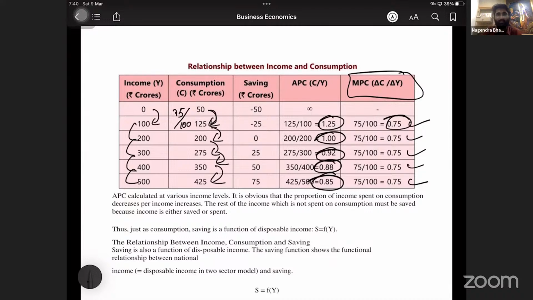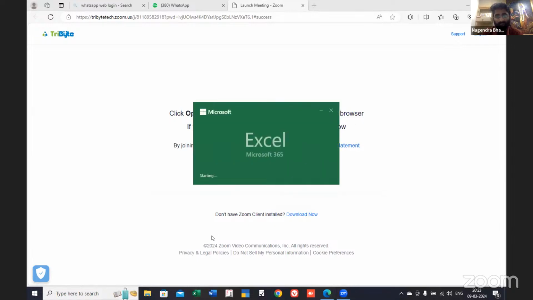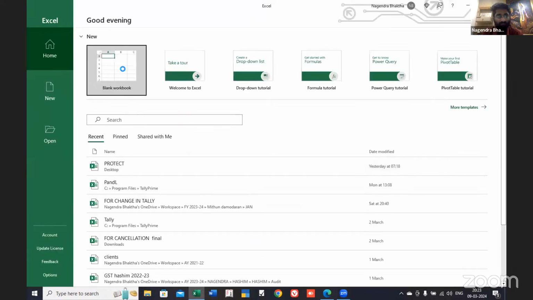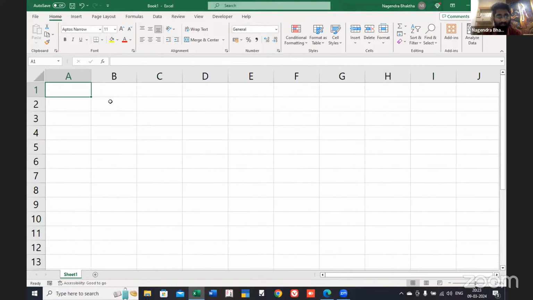Okay, we'll do one thing. Wait. You know Excel sheet. We will use one Excel sheet so that we will get a clear understanding here. Say this is the Excel sheet. Okay, this is one Excel sheet.